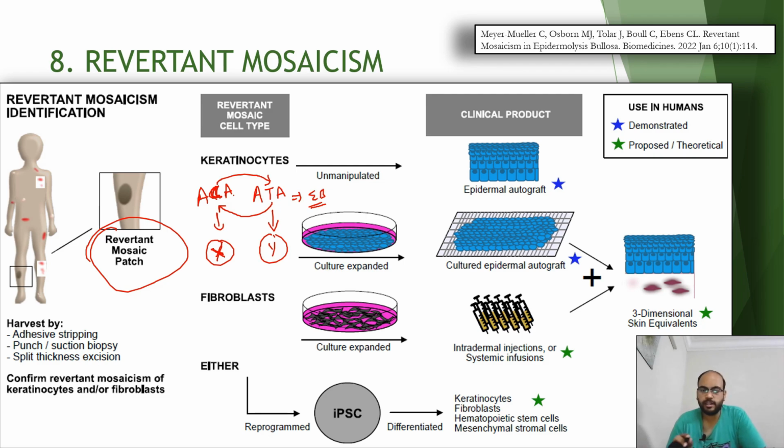Write down in the comments if you don't understand it. It's a very interesting concept to understand, very important also. But apart from academic interest, it's a very important concept to understand in genetic disorders, the concept of revertant mosaicism. Let's move forward.